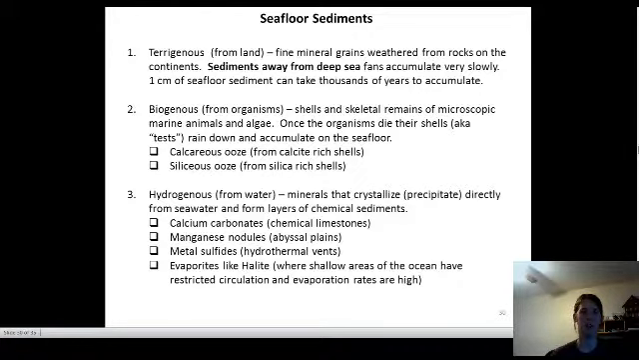Finally, you get your hydrogenous sediments. These are minerals that crystallize or precipitate directly from seawater and form layers of chemical sediment. These are where you get calcium carbonates, such as your chemical limestones. Your manganese nodules, these are commonly found in your abyssal plains. You get metal sulfides at the hydrothermal vents, so those are elements that are coming out of the gases within the Earth's interior. Or evaporites like halite, where there are shallow areas of the ocean that have restricted circulation and high evaporation rates.